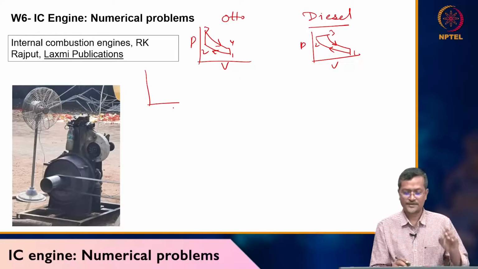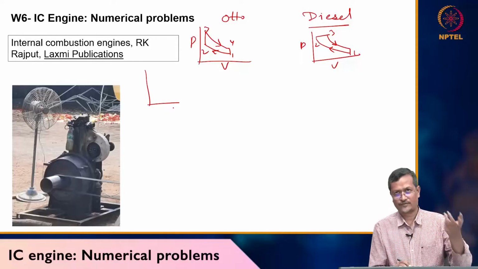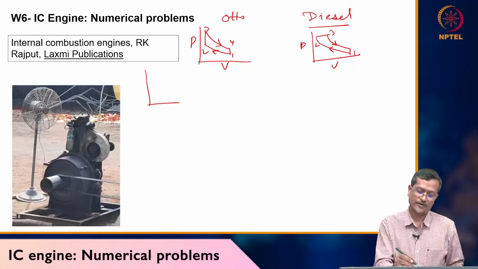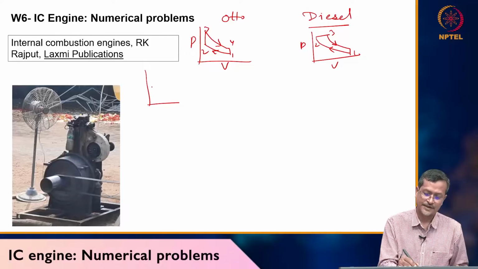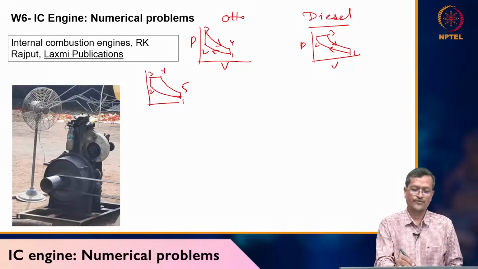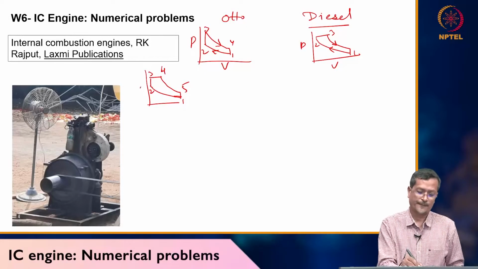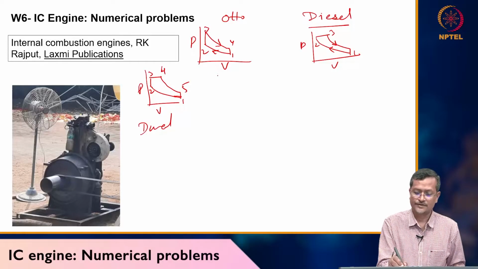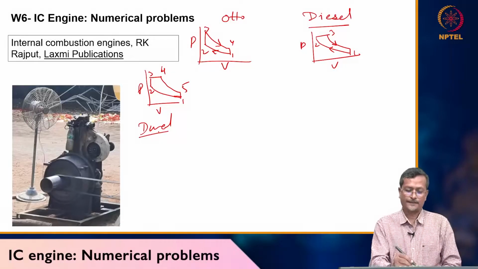So people thought, take the two-stroke benefit, take the four-stroke benefit and make another cycle called the dual cycle. The dual cycle is like this. Some portion will be constant volume heat addition process, some will be constant pressure heat addition process, then you get expansion. So 1, 2, 3, 4, 5. So the 2, 3, 4 part is different. This is called the dual cycle. This is called the Otto cycle. The Otto cycle is already written, so this is the dual cycle.